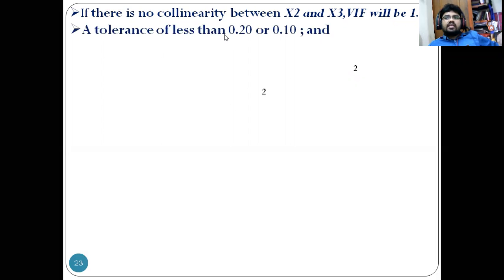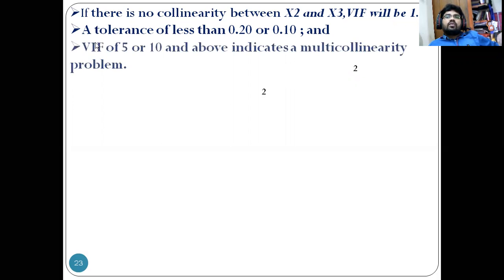A tolerance of less than 0.20 or 0.10, for example, corresponds to a VIF value of 5 or 10, and above that indicates a multicollinearity problem. If you get a VIF value of more than 5 or 10, that indicates that your model is suffering from a multicollinearity problem.